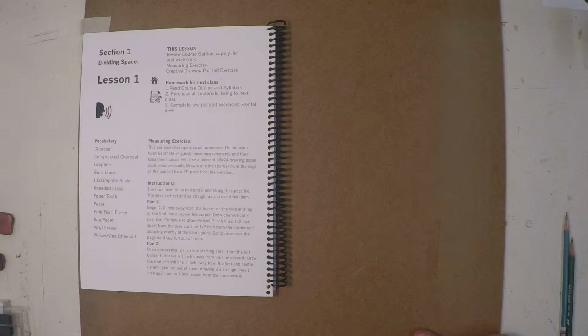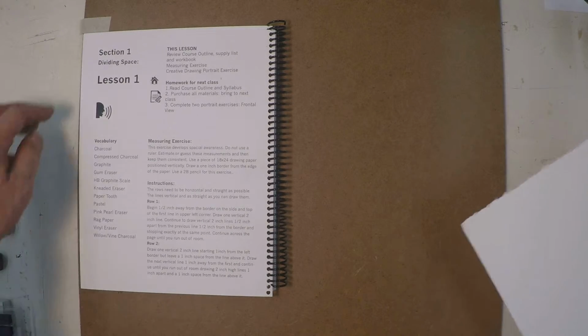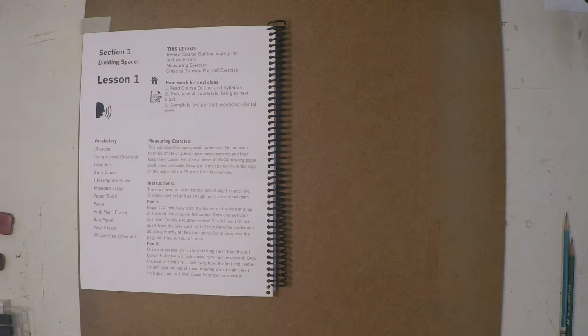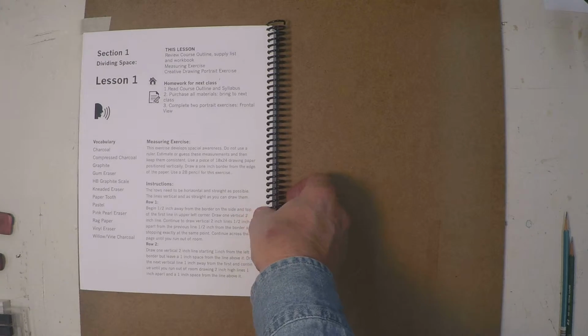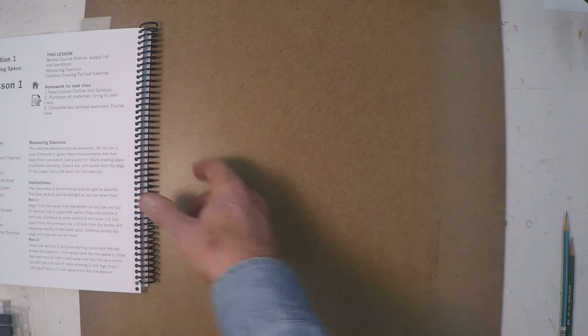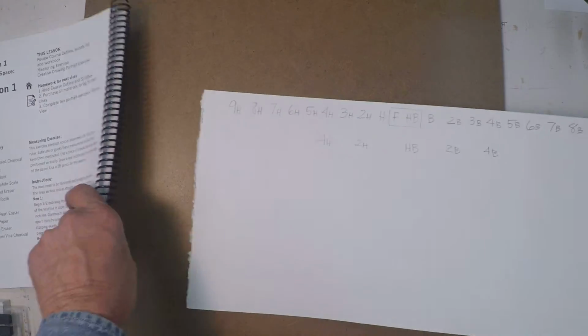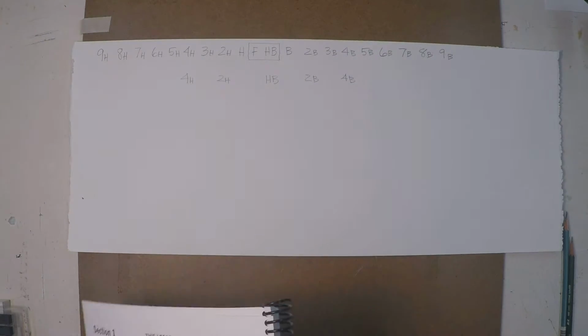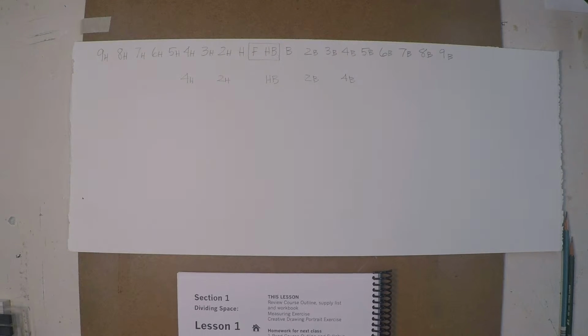I want to start out with some of the basic things that you'll be using, actually with the first lesson. And so as we go down the list, the first thing I want to talk about is the HB graphite scale. What that is, is a designation of the graphite pencils that you have in your kit. So what I'm going to do is move this over to the side, and I'm going to lay this little chart in here. Set this down here.